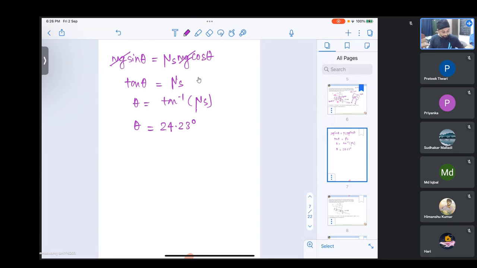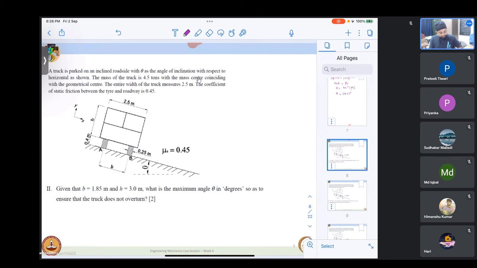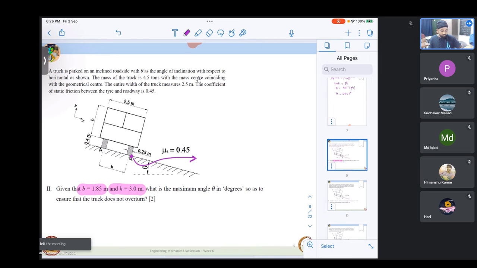So far so good. Now if we move on to the next part, the same B and H are given, and we have been asked to calculate the maximum angle so as to ensure that the truck does not overturn. Now here we can see that the edge of this point will be the point about which the overturning happens.